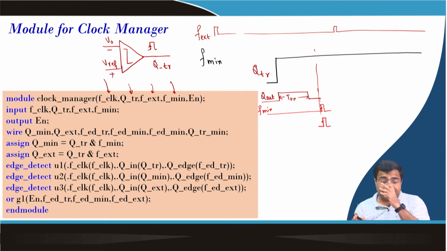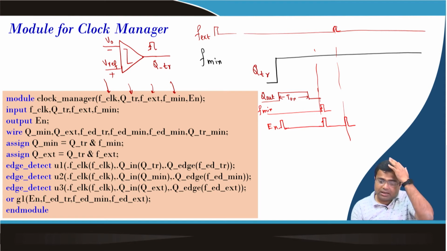That means you turn on the timer again, because the voltage is already below. But suppose the counter is not turned on, then this signal will be checked at this stage. So at this stage, this signal will come again, and since QTR is high, it will again generate an enable signal. So this is an enable signal, it is enabled here, and it will further enable.